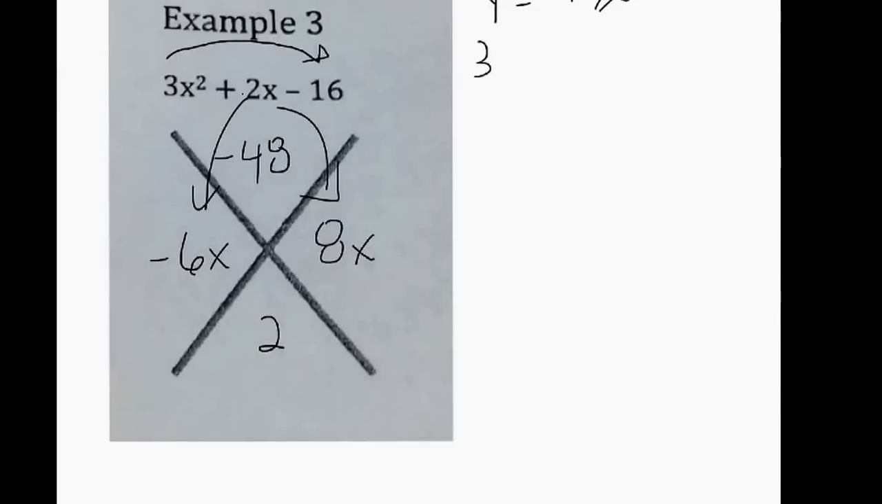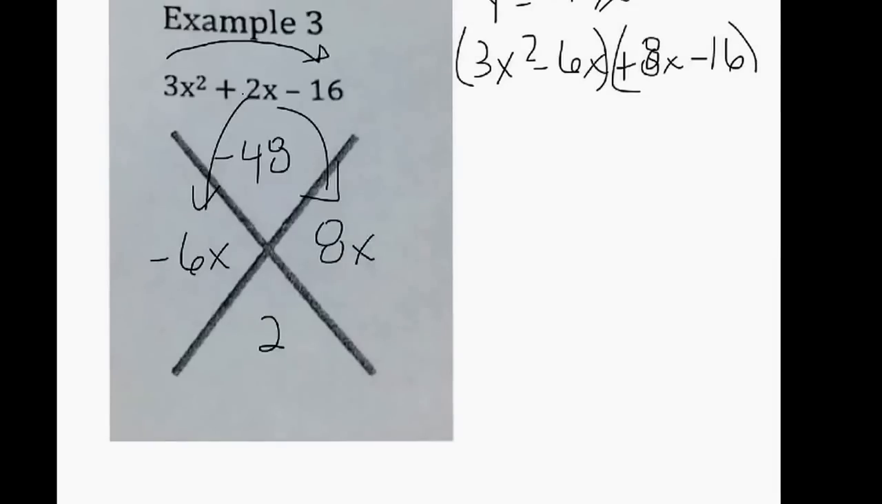So then I rewrite it, 3x squared minus 6x plus 8x minus 16. Group these, group those. The GCF of 3x squared minus 6x, 3 and 6 is 3. They both have an x, so it's 3x. The GCF of 8x minus 16 is 8. So I pull the 3x out front.